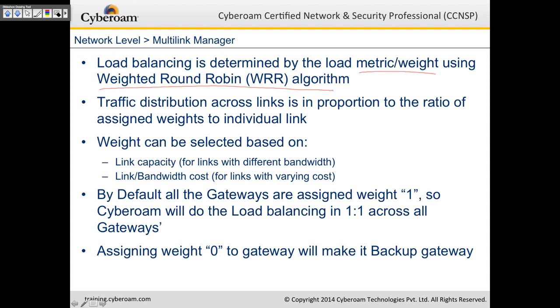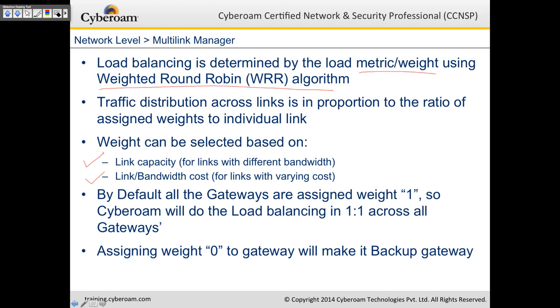Now, how do you select the weight? Weight can be selected based on link capacity for links with different bandwidth, and link or bandwidth cost for links with varying cost. So on link capacity, let's say you've got a 5 meg link and a 10 meg link. And you say, I'll assign a weight of 2 to the 10 meg link and a weight of 1 to the 5 meg link. So the load balancing will be done in the ratio of 2:1. So about 67% of the traffic will be going via the 10 meg link and 33% of the traffic will be going via the 5 meg link.